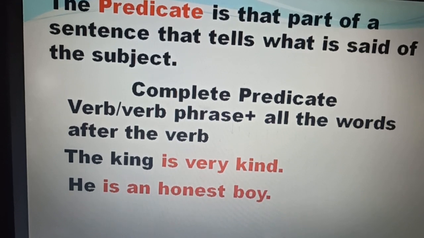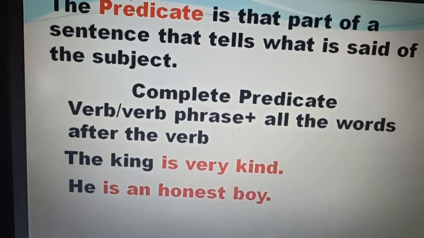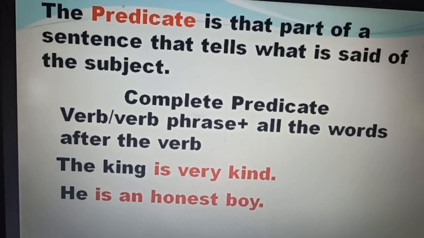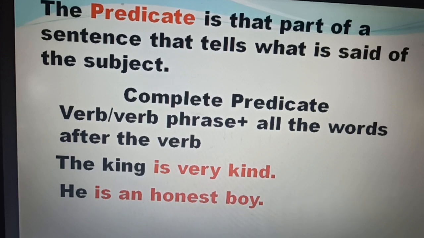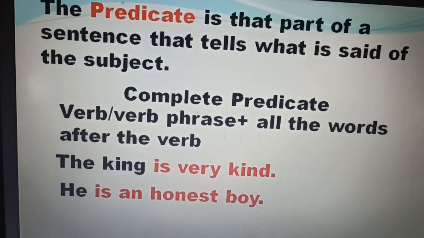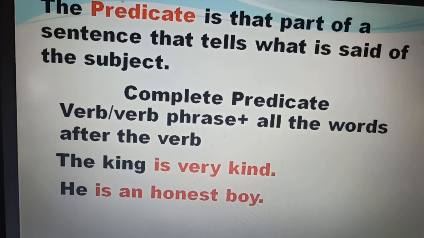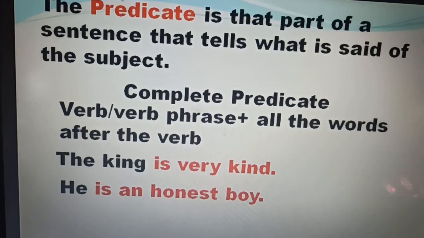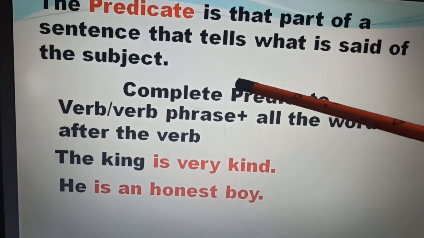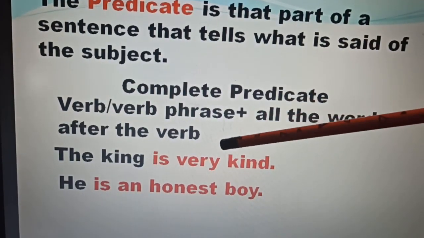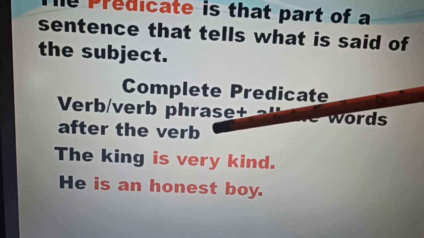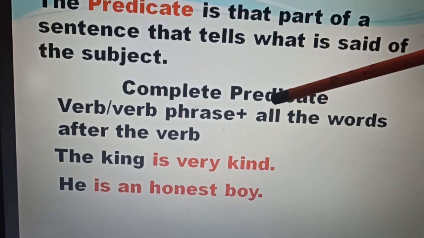Predicate. The predicate is that part of the sentence that tells what is said of the subject. Predicate वो part होता है आपके sentence का जिसमें हमें ये पता चलता है कि sentence में सब्जेक्ट के बारे में क्या कहा जा रहा है. Like a complete predicate has a verb, verb phrase, and with the verb phrase all the words with the verb and after the verb are the predicate of that sentence.